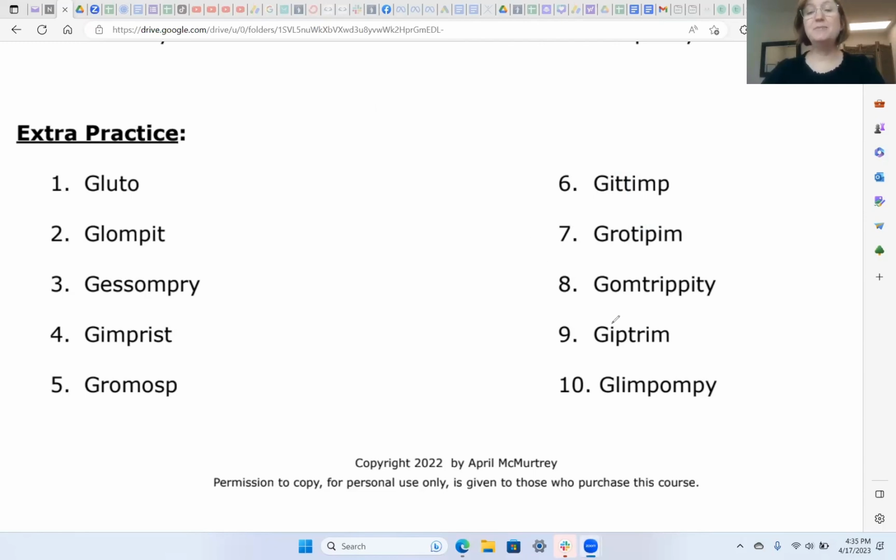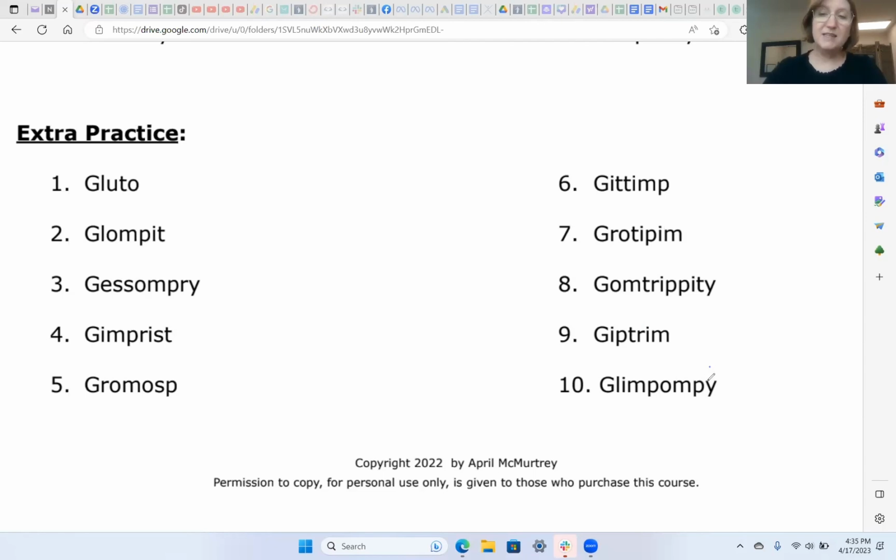Number nine is gyptrim. Be careful that you don't say a CH right here for that T sound. It's not gyptrim. Enunciate that T as it was intended. Gyptrim. And number ten, glimpompi.